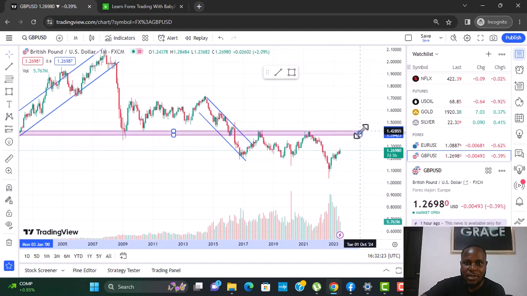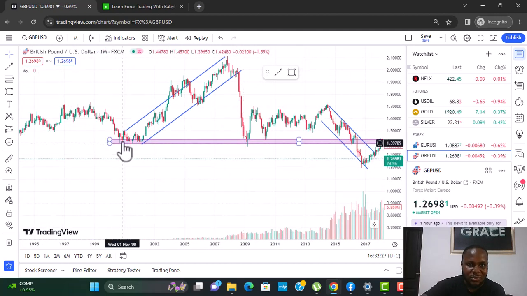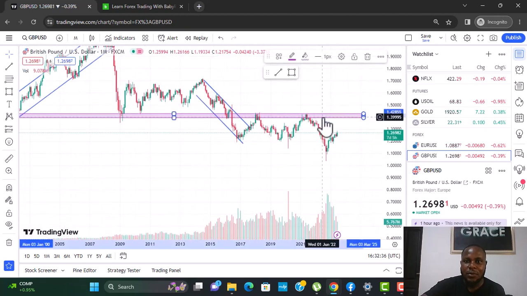So this is a support that we've identified from a previous level. I think 2001 is okay. So this is the first time we touch here. There's another touch, there's another touch. So this is a strong support that we've already figured out.